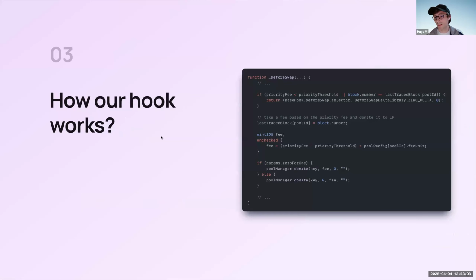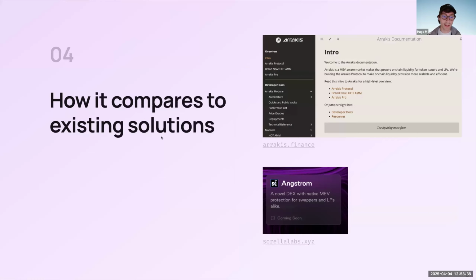At its core, the hook is very, very simple. It's a before swap function, which is trying to detect transactions with a high priority fee. And if it's above a certain threshold, then we assume that there might be value in this transaction. And in that case, the fees will go higher. Usually a normal user will not mess with priority fee, and it should be mainly bots. So that's the idea behind it.